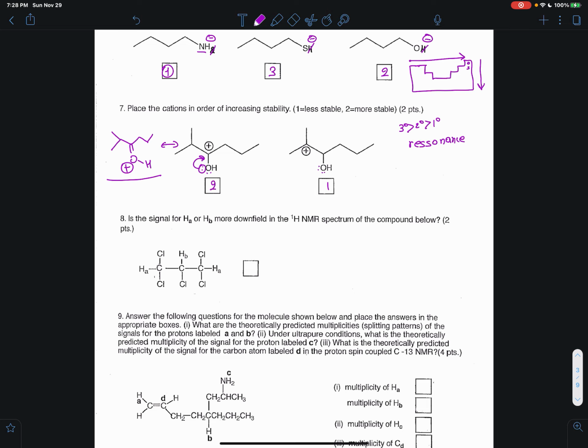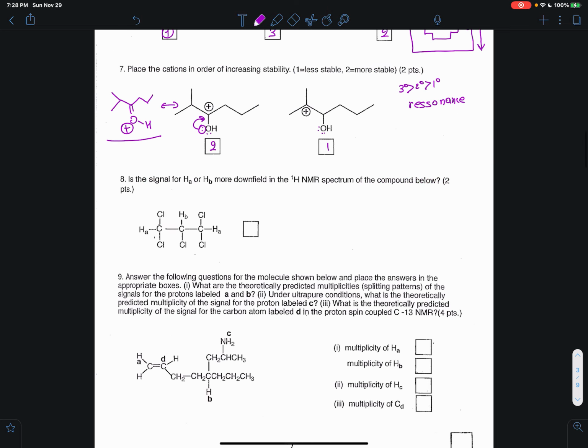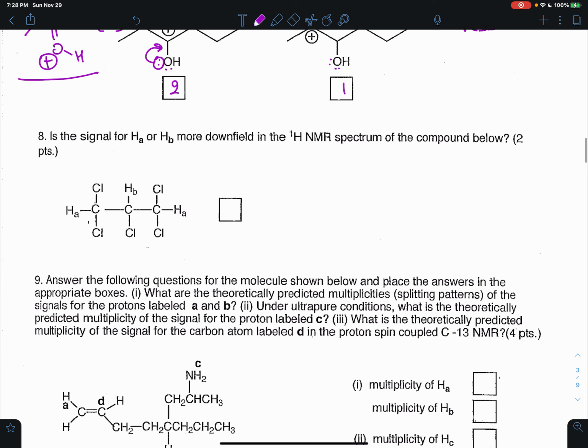Alright, so this is the new material. We haven't seen anything new yet; this is the newest thing that we did not cover in test 2. She's asking us here, is the signal for HA or HB more downfield in the HNMR spectrum of the compound below? So, downfieldness. Let's pretend this is our chart, the HNMR. It's going to start from the top at like 12, 11, 10, 9, 8, 7, 6, 5, 4, 3, 2, 1.